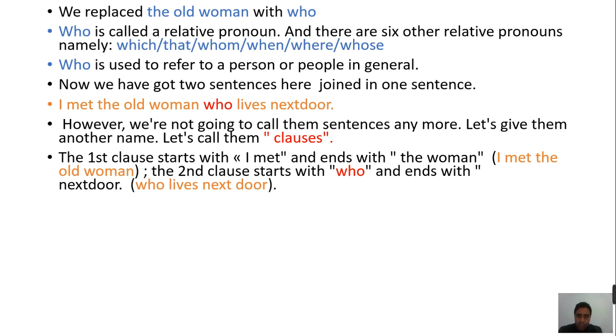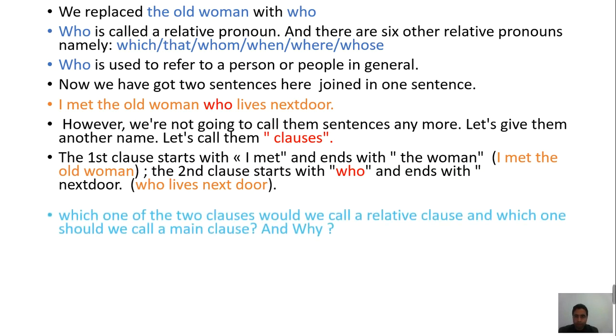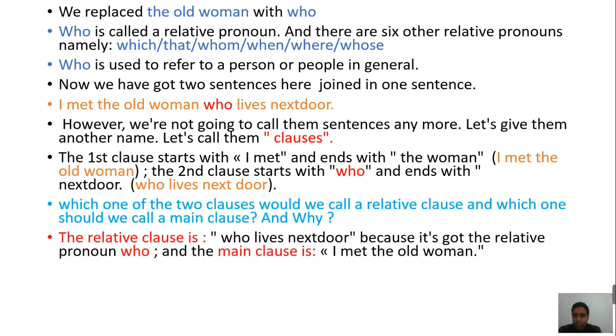Now, the question is, which of the two clauses is called a relative clause? Now, the obvious answer is the second clause. Why? Because the second clause includes the word who, which is a relative pronoun. So the relative pronoun is used to link the two sentences, to relate them, which gives us the relative clause, which is who lives next door, and the main clause, which is I met the old woman.